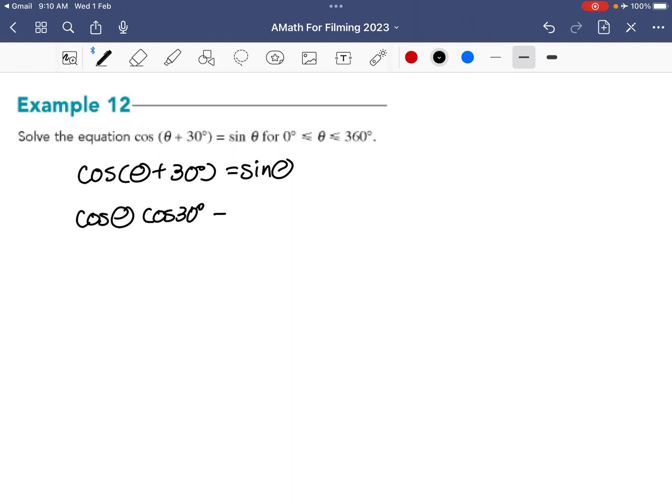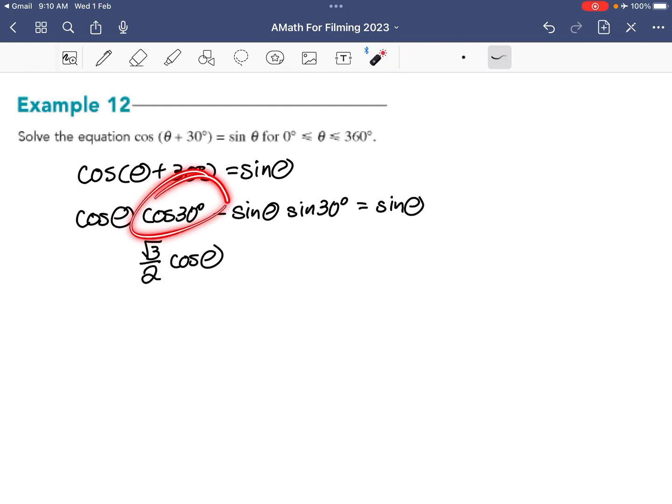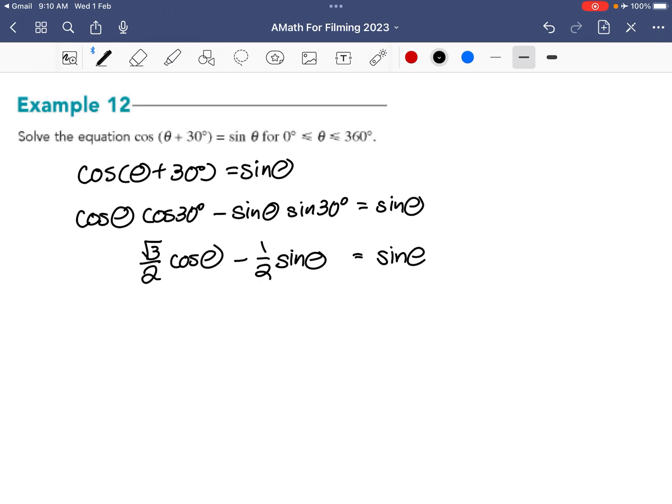So I get cosine theta cosine 30 minus sine theta sine 30 equals sine of theta. And then what I can do is this, cosine of 30. So the first term becomes square root 3 over 2 cosine of theta, minus sine of 30 sine of theta. Sine of 30 is half, so I get half sine theta equals sine theta.